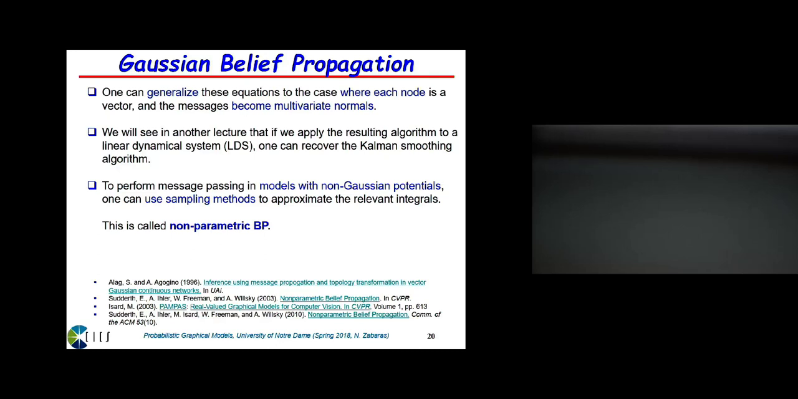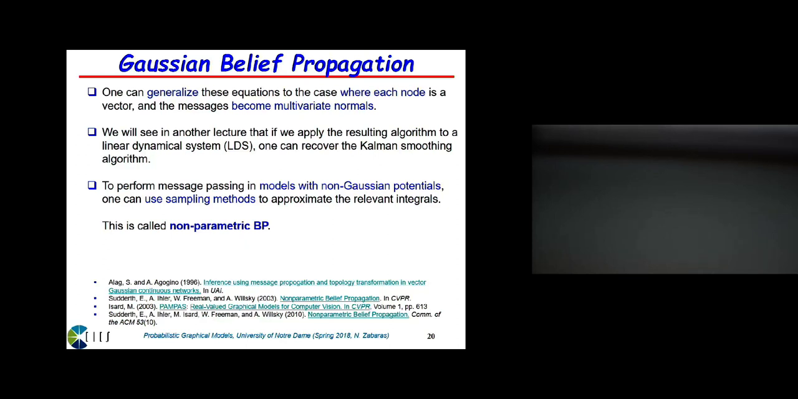So rather than trying to fit them in some distribution form, you represent them with particles, and then when you calculate the message updates, you calculate a new particle distribution to represent that message, okay? Those techniques have been extremely successful in many domains, and I would say they are most probably the state of the art for this type of calculation.